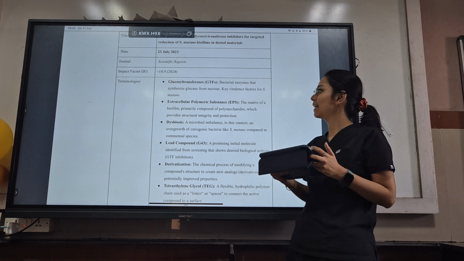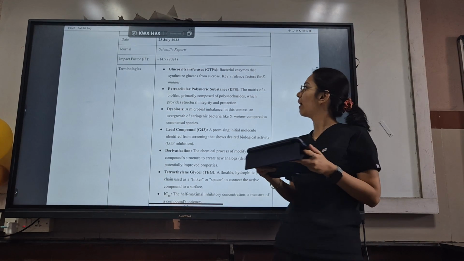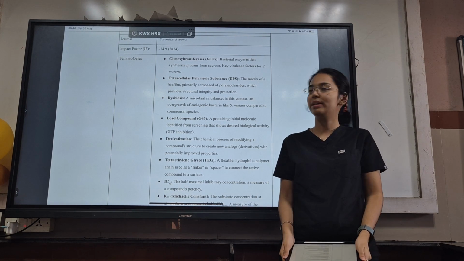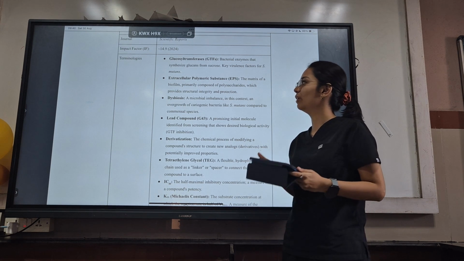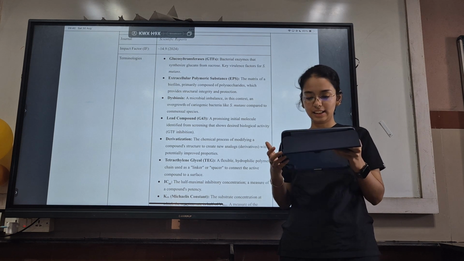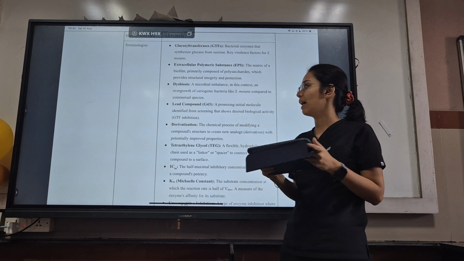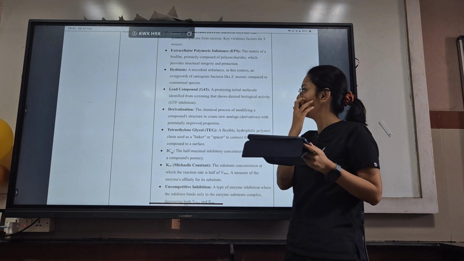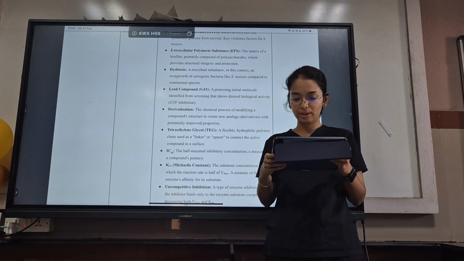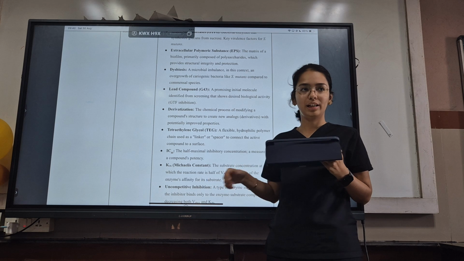They are bacterial enzymes that synthesize glucans from sucrose. So they are the key virulence factors for Streptococcus mutans. Then we have EPS, that is extracellular polymeric substance. It is the matrix of the biofilm, which is primarily composed of polysaccharides, that provides structural integrity and protection for the species. And dysbiosis is the microbial imbalance. And lead compound G43 is a very promising initial molecule identified from screening that shows the desired biological activity, that is, it has GTF inhibition.